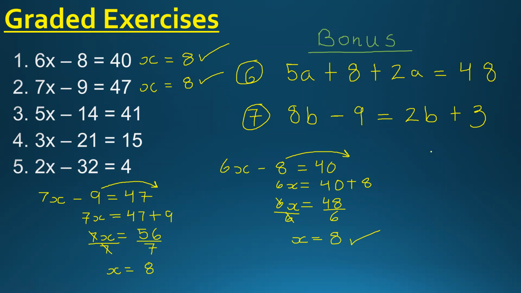Go ahead. First you carry the 14 over the 21. So it's going to be 5x minus 14 equals 41. So you carry the 14 over to the 41. And then you do 41 plus 14, which equals 55. Then you divide the 55 by 5.